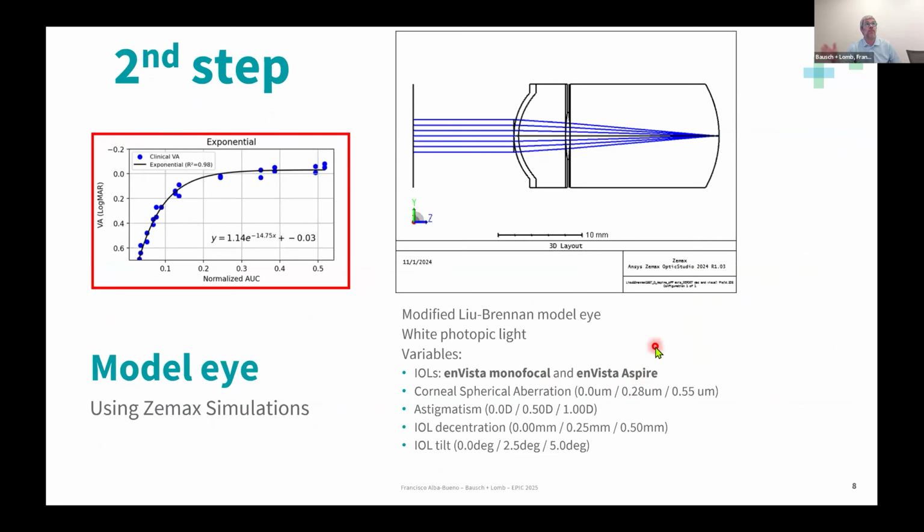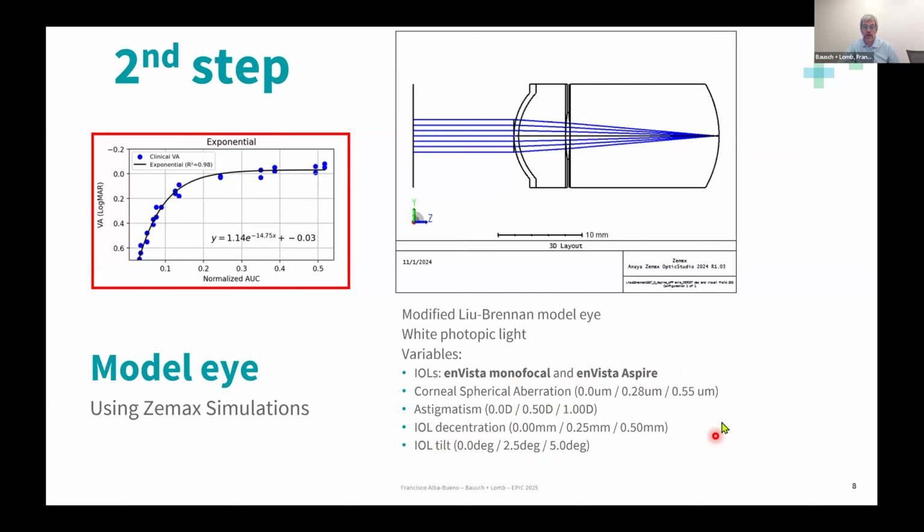These are monofocal lenses, but designed to give a little bit of intermediate vision. But what we wanted to know is not only how much is this intermediate, we are really interested in knowing the robustness or the variability of these two designs when we use several different amounts of spherical aberration in the cornea, some corneal astigmatism, some IOL decentration, and some IOL tilt.